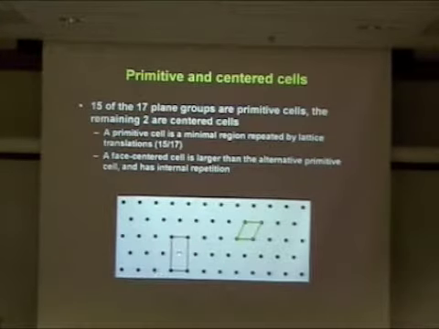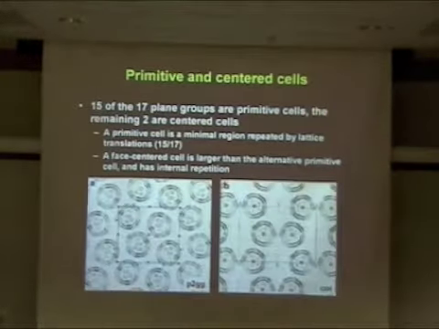The second cell that I'm going to show here, however, is a centered cell because it actually contains 2 net copies of the unit cell. You can see we've got one full copy in the middle, and we've got one quarter copy again at each corner of the unit cell. So this contains internal repetition, containing all of the information described in the unit cell in 2 copies, and this is why we call it a centered cell.